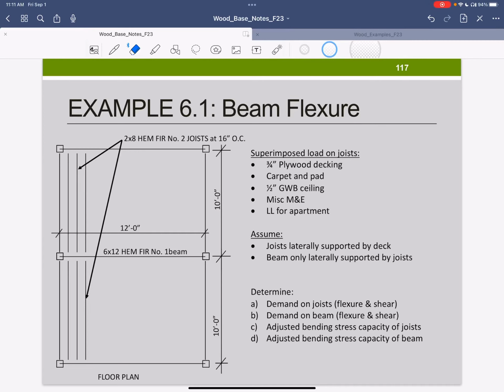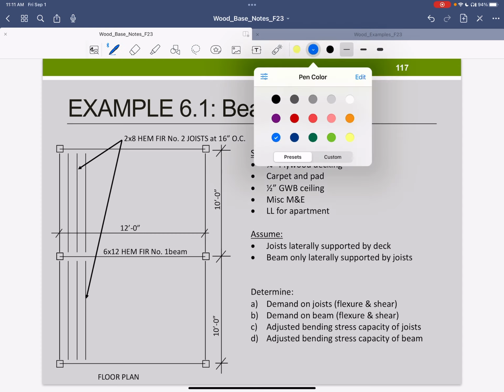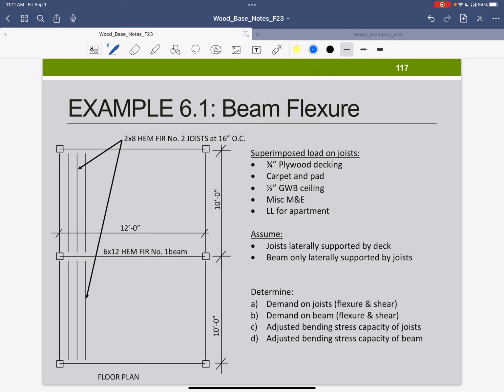So let's start our beam flexural example. This is a floor plan that we see here on the left. So you're looking down. The little boxes are, of course, the columns here. Let me get a pen. We've got beams running in this direction, where I'm highlighting them in blue. And those beams are 6 by 12. So it's nominal 6 by 12, hem fir, number 1.